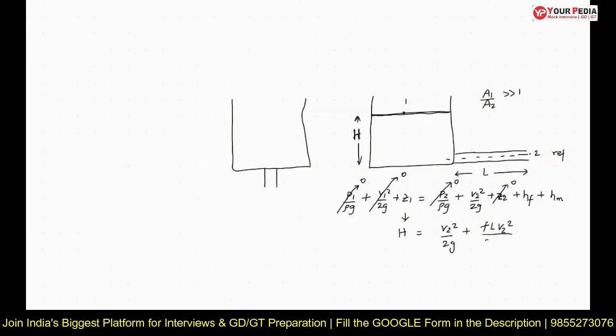Frictional losses are given by f L V square divided by 2gD, plus there are minor losses present due to the contraction. If I assume the loss in terms of a coefficient, it will be like this. And what will be the exact value of the total energy? Here you have calculated the value of H. Now I just want to know the exact value of the energy at the exit.